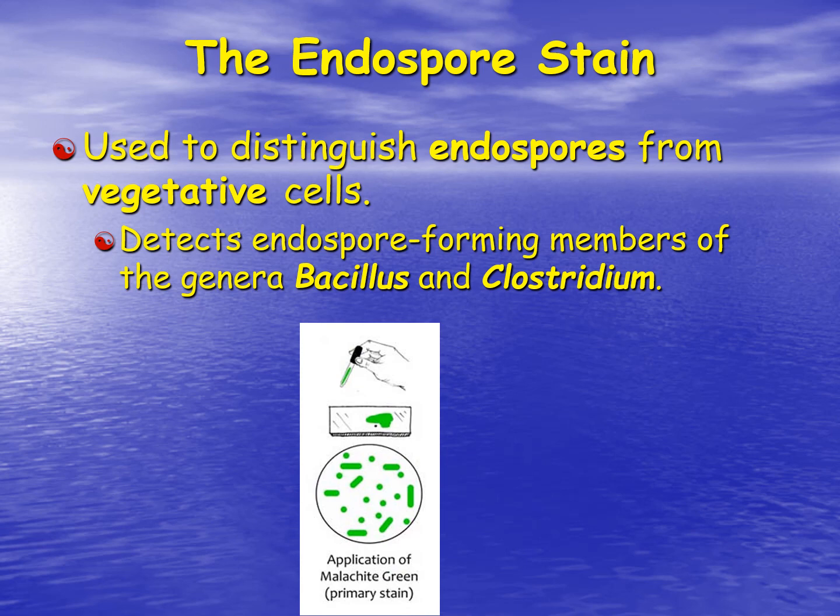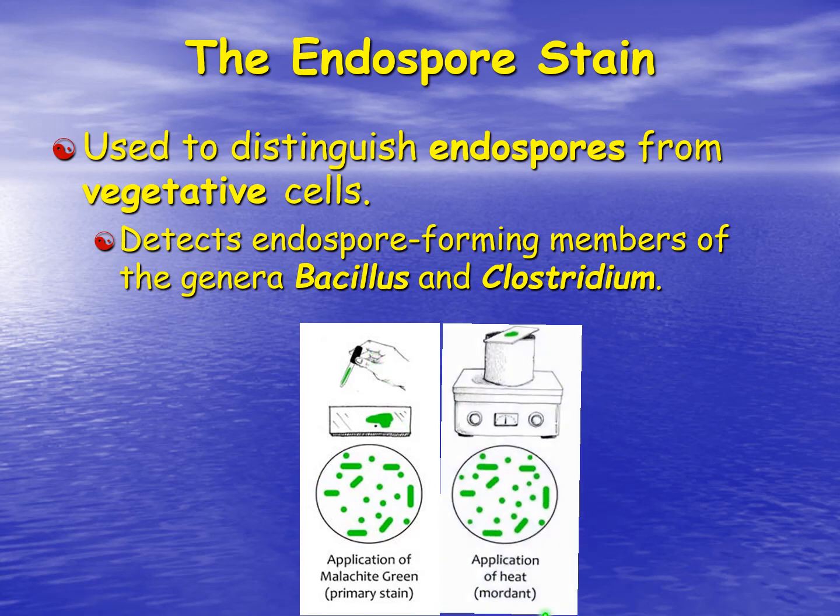What we do with this is our primary stain is malachite green. We will actually not heat fix our smear at this time. We will apply the malachite green and then heat fix it. What the heat does is fix it and also acts as a mordant. At this point, everybody stains green. The smaller round things are the endospores, and the larger ones are the living or vegetative cells.